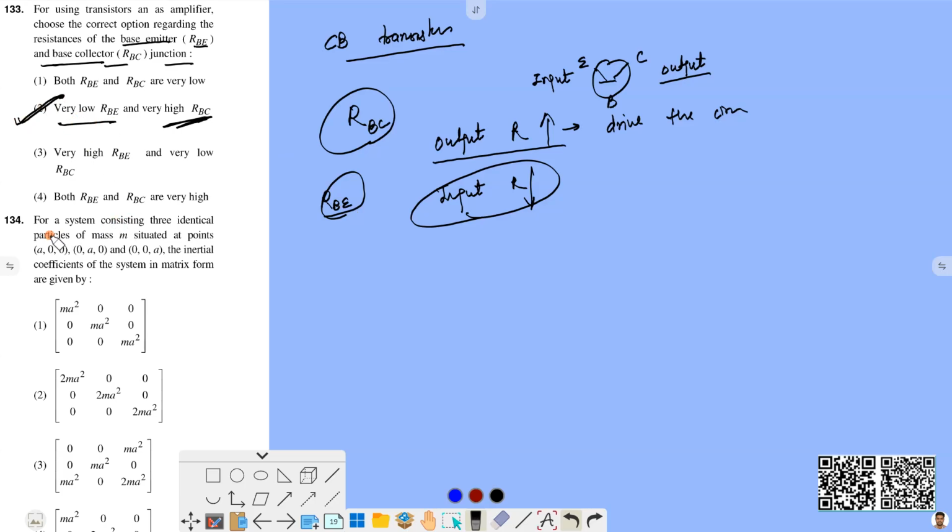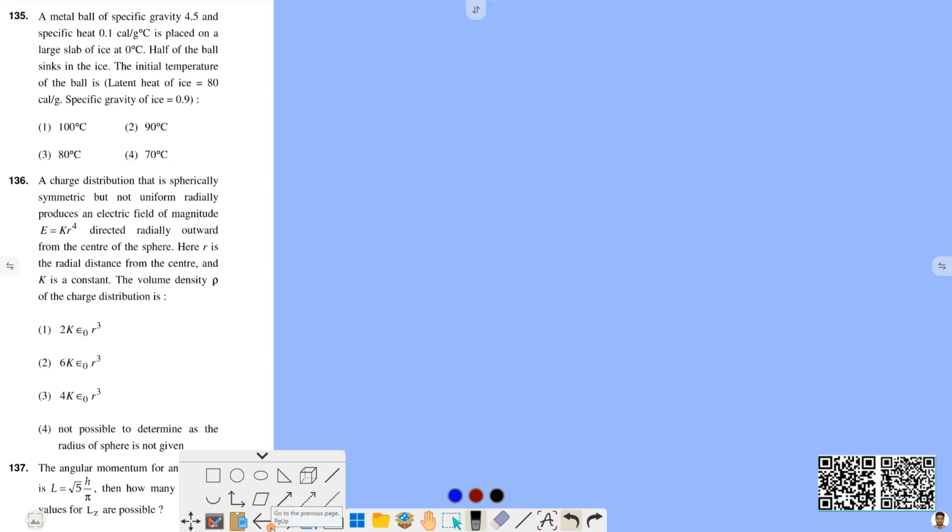Moving to the 134th, system consisting of three identical particles of mass m situated at points given. The inertial coefficient of system matrix from the given y. So basically, we are going to skip this question because it is not covered in 11th and 12th, or I think not even in the BSc type question syllabus. Moving to the next one, 135.